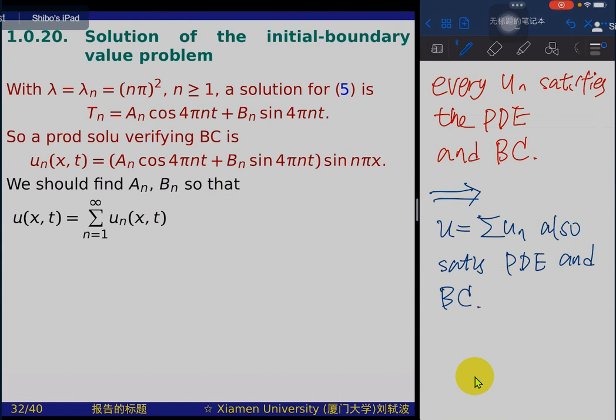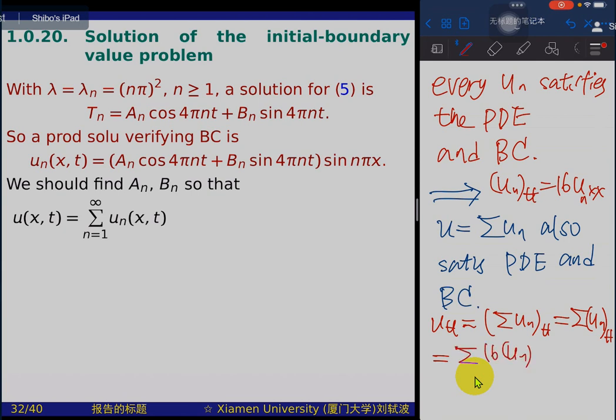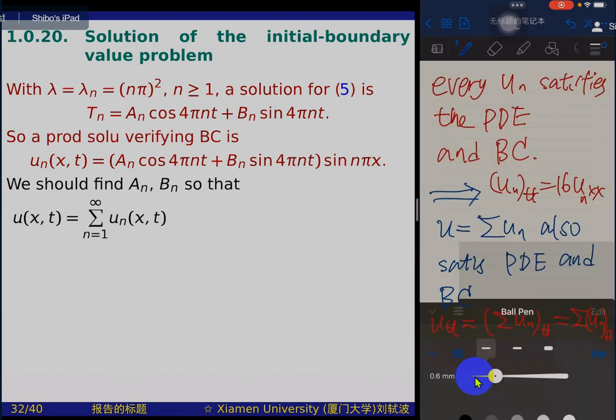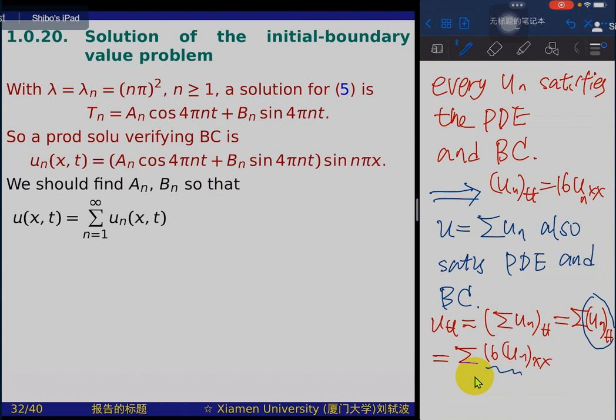Okay? For example, let's verify the PDE. You see u_tt equals the sum of un_tt. In this step, we have already switched the order of differentiation and summation. Maybe we should not go that fast. Maybe u_tt is sigma un_tt. We switch the order of summation and differentiation. This gives you sigma un_tt. But un satisfies the PDE means that un_tt equals 16 un_xx. Therefore, this gives you sigma 16 un_xx. Okay? Here, un_tt equals 16 un_xx.